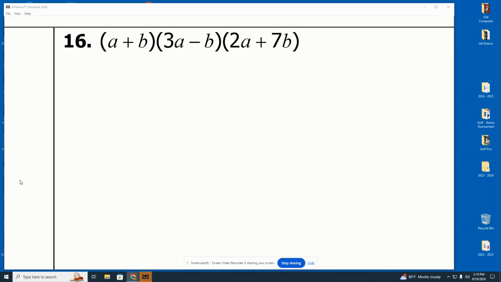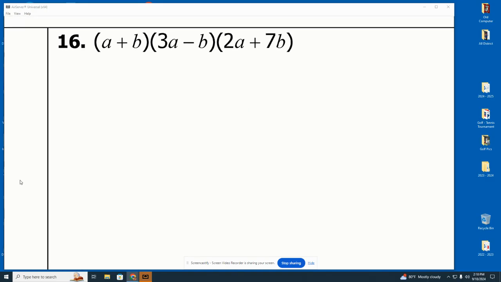Move on here to number 16. Again, very similar to the last one. I can't just go multiplying all those together all at once. So you kind of have to work your way across. So I'm going to do a plus b times 3a minus b first. So here we go. Ready? a times 3a is 3a squared. a times negative b is negative ab. Right? You can't multiply a and b. You just leave them right next to each other.